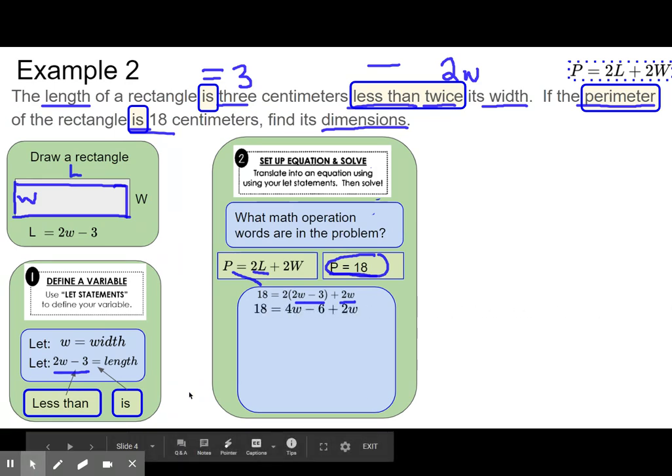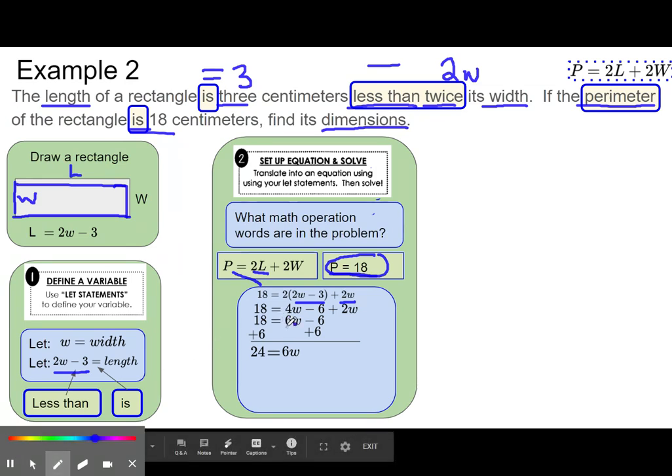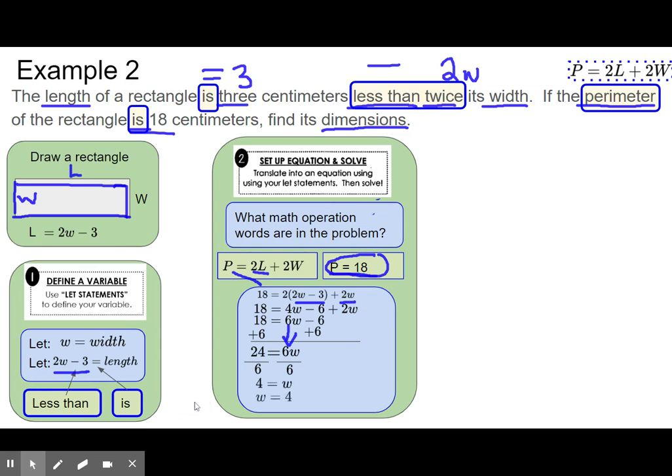Distribute. 2 times 2 is 4. 2 times 3 is 6. Just bring down that 2W. Combine like terms. 4 plus 2 is 6. Add 6 to both sides because I want to get my variable by itself. 18 plus 6 is 24. Just bring down that 6W. You haven't done anything with it yet. We're going to do something now with that 6 though. Divide by 6. 24 divided by 6 is 4.